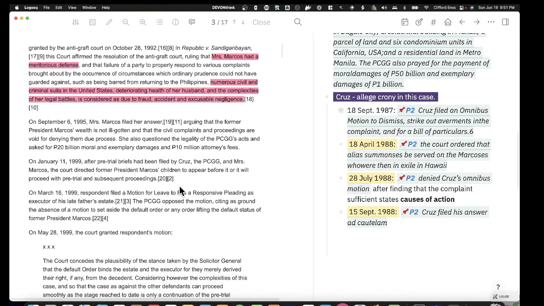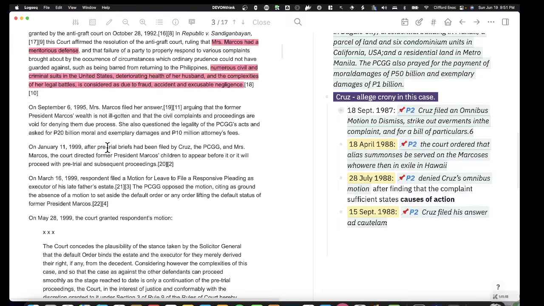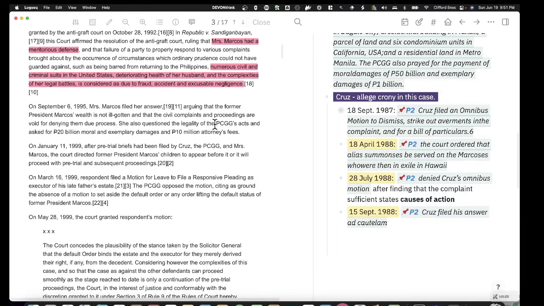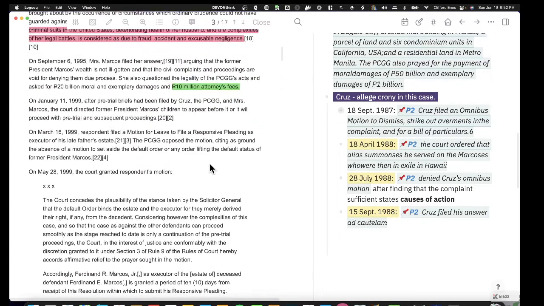In 1995, Ms. Marcos filed her answer, claiming that the former Marcos wealth was not ill-gotten and that the civil complaint proceedings are void for denying them due process. She questioned the legality of the PCGG Act and asked for 20 billion in moral and civil damages and 10 million in attorney's fees. Wow! Ganda, 10 million attorney's fees.